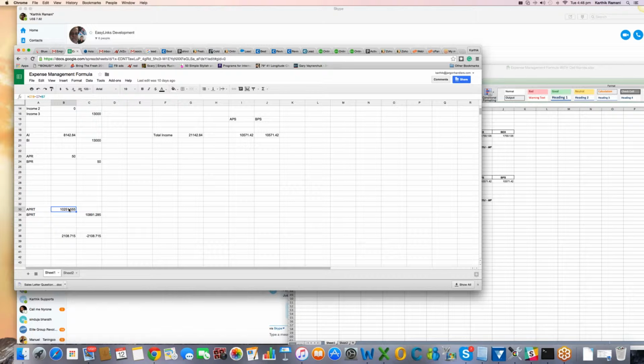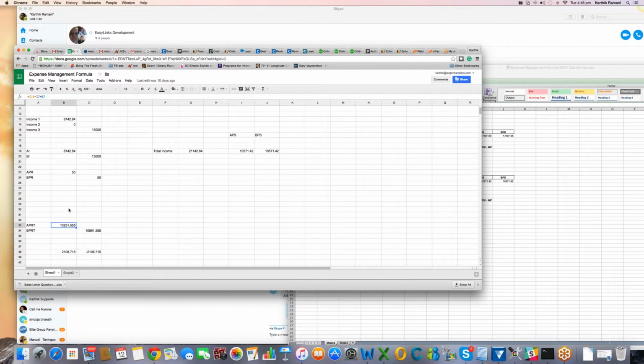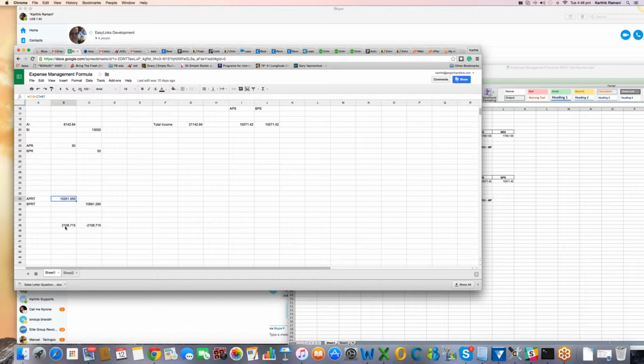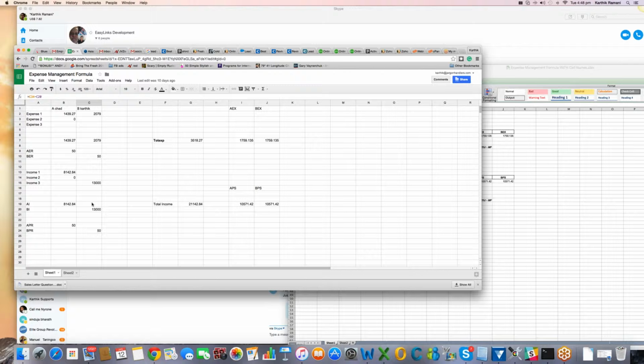I think that's where the whole thing went a bit off in our thinking. So if you add those 10,251 and 10,891, what do you get? 21,142. So A is positive by 2108 and B has to give A 2108. That's the logic for a 50-50 share.